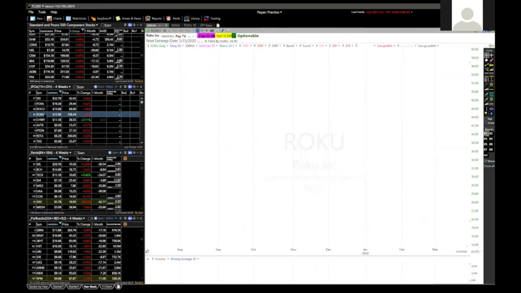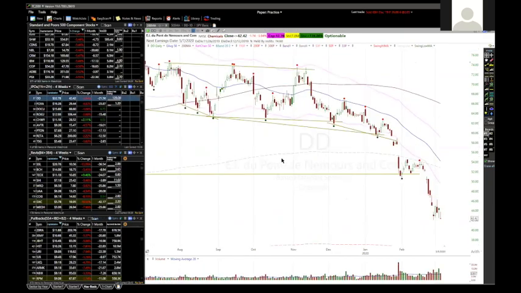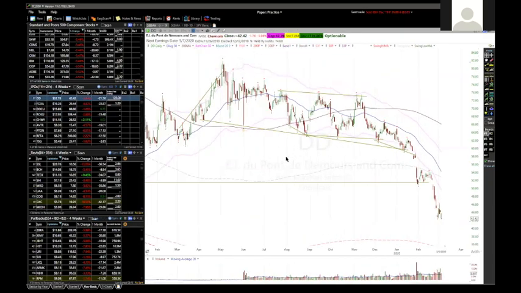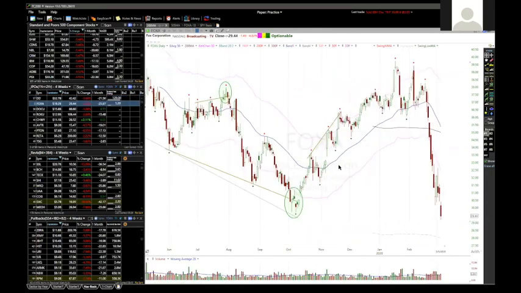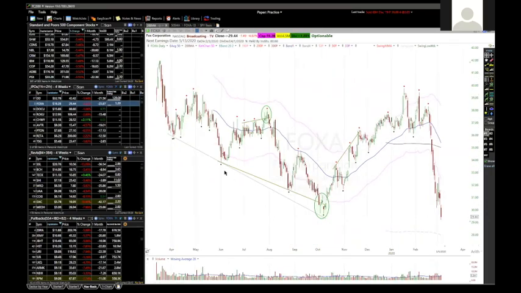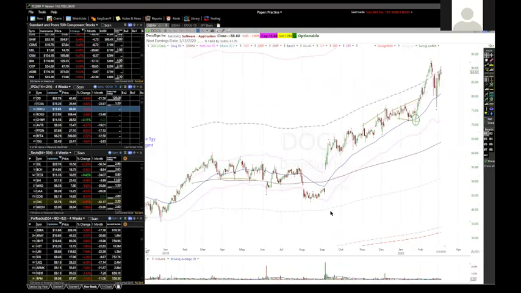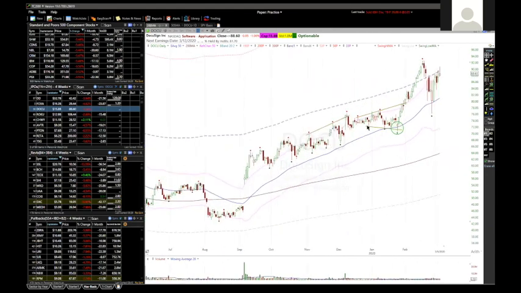Let's actually do the same thing for IPOs. So here's DD forming a potential entry. Here's Fox Broadcasting. Here was your reversal, IPO reversal setup back here. Here was DocuSign, pullback setup.